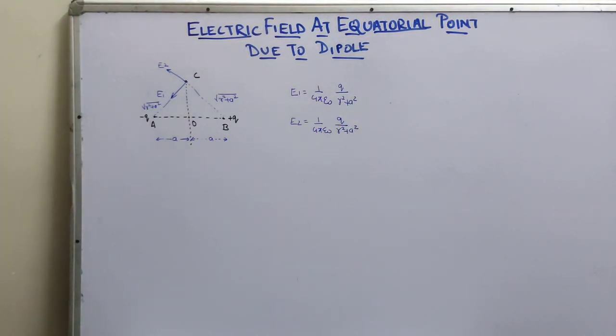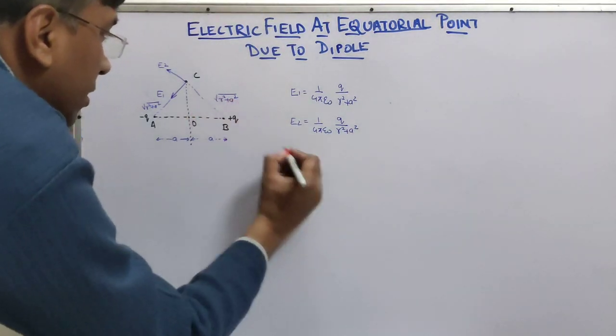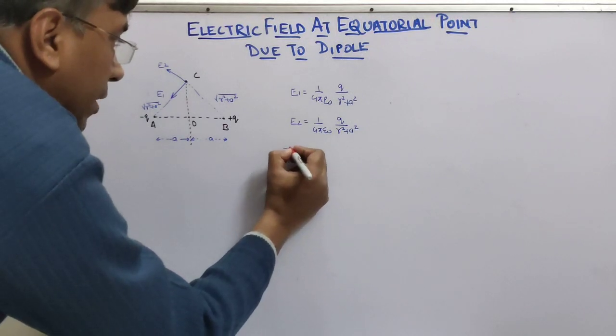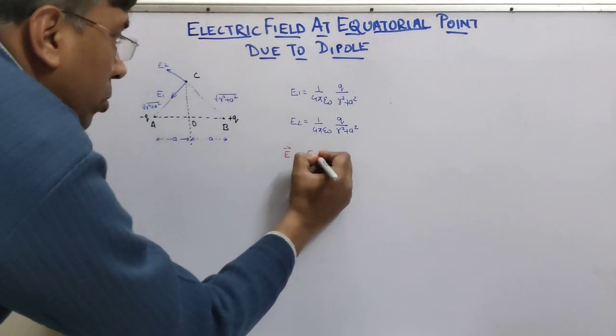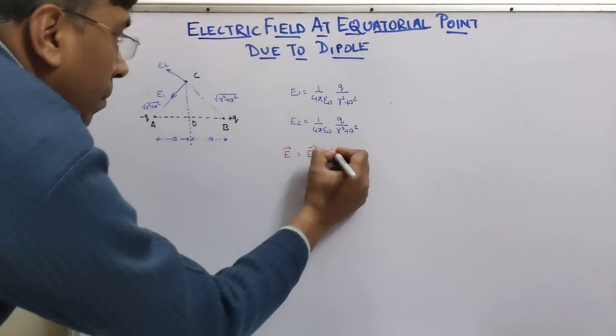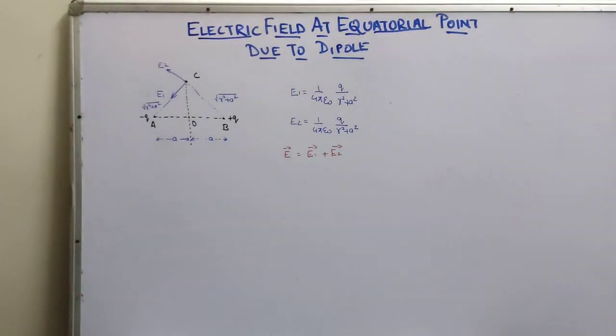Now the net electric field at point C will be due to the resultant of both these electric fields, that is E1 and E2. So the net electric field at point C will be equal to the vector sum of E1 and E2. So how do we find the vector sum of E1 and E2? For that, we resolve the E1 and E2 vectors into two components, that is, horizontal and vertical components.